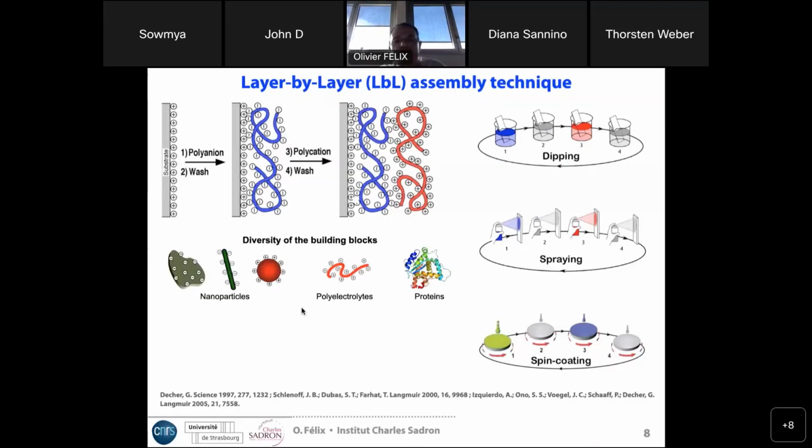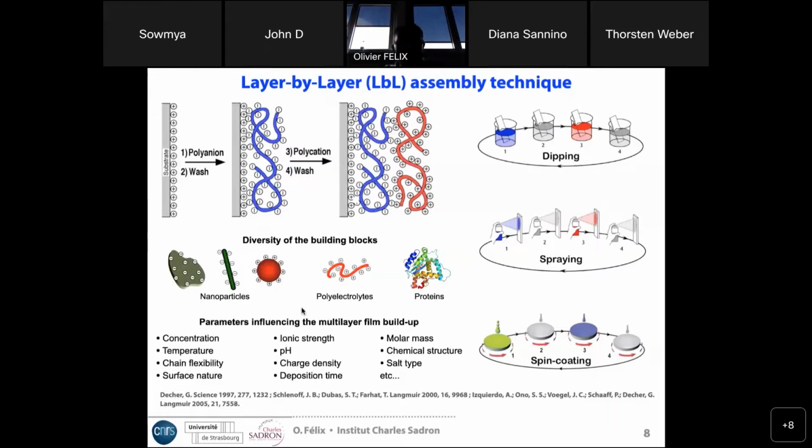The main advantage of this technique is that you can use a very wide variety of components that you can deposit or introduce into these multilayer films, I would say. Can be nanoparticles, can be polymers, can be proteins, even cells. And another advantage is that you can play on a certain number of parameters to control the growth and the properties of the films that you will get. And one also important advantage of this technique is that you can introduce different properties in one single film.